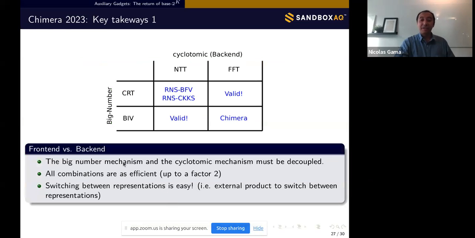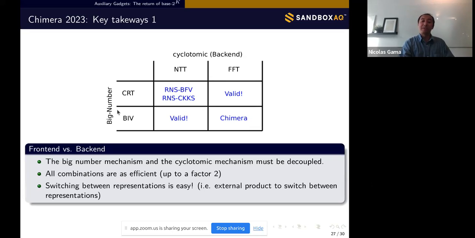So it gives an entirely different landscape of what we thought before. Before, we thought that the only way of evaluating FHE in low multiplicative depth was to rely on double floating point arithmetic with FFT, and the only way of doing large depth was using CRT plus NTT. Now we know that it's not the case. Every combination is valid.